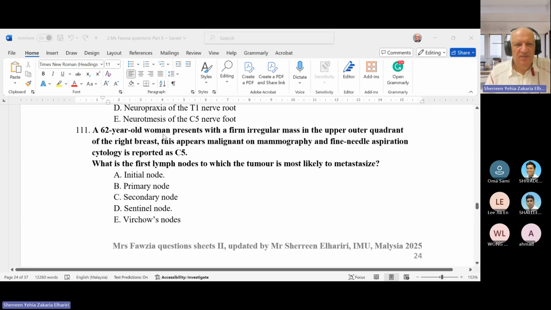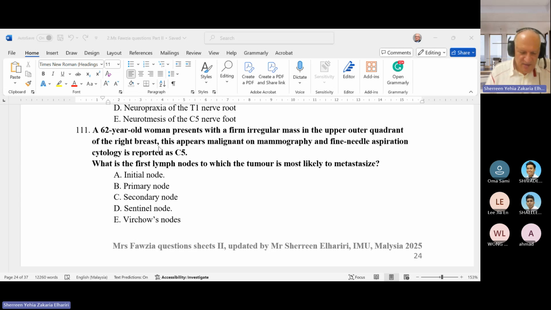A 62-year-old woman presented with a firm irregular mass in the upper outer quadrant of the right breast. Of course, the upper outer quadrant is usually where cancer occurs. It appears malignant on mammogram. Fine needle aspiration cytology report is C5, which means malignant. The question is different. He asked what is the first lymph node to metastasize. The first lymph node, we call the guard lymph node, or in English, the sentinel lymph node.